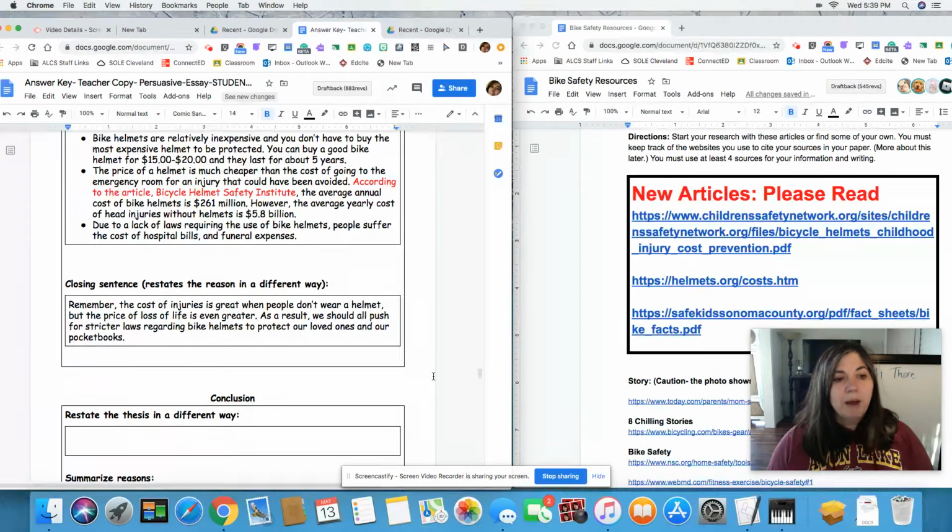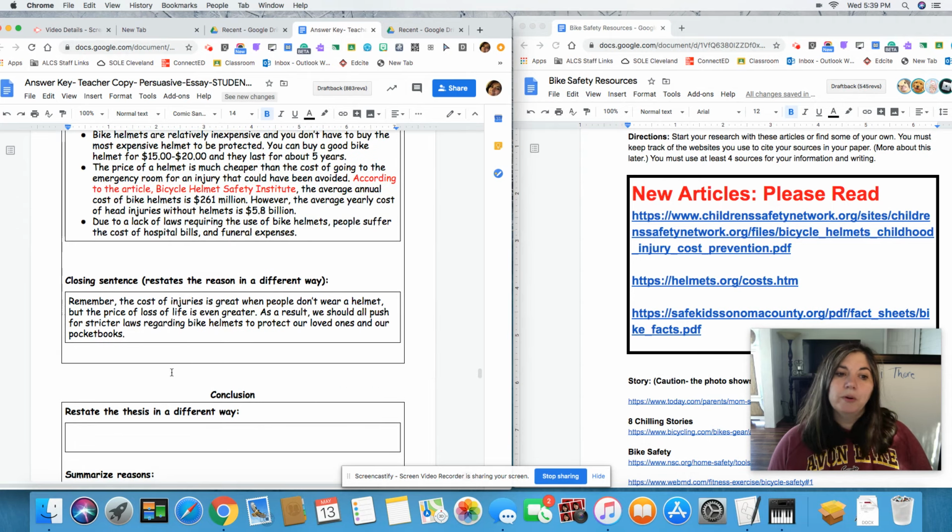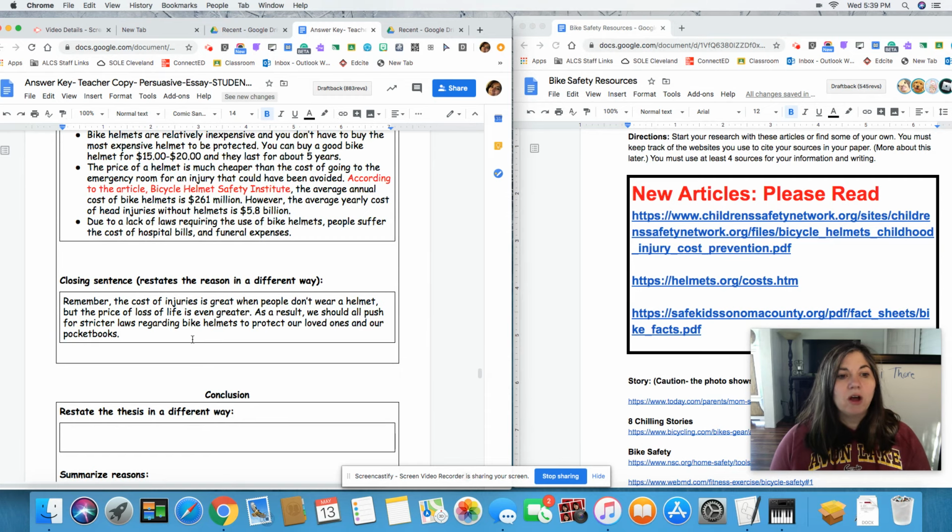Okay, so then my conclusion sentence, I put, remember, our conclusion needs to be a clincher. It needs to be something that really grabs the reader's attention. So I tried to play on the heartstrings, because this is a persuasive essay. I'm trying to play on the heartstrings of people. So I put, remember, the cost of injuries is great when people don't wear a helmet, but the price of loss of life is even greater. As a result, we should all push for stricter laws regarding bike helmets to protect our loved ones and our pocketbooks. Pocketbooks meaning like our money, our purse, our bank accounts, okay?